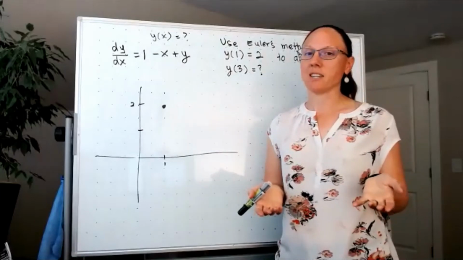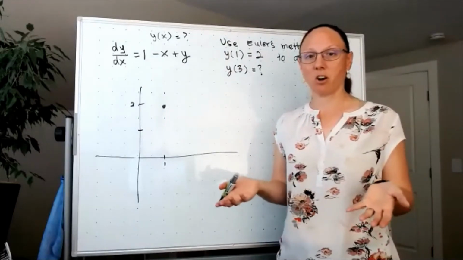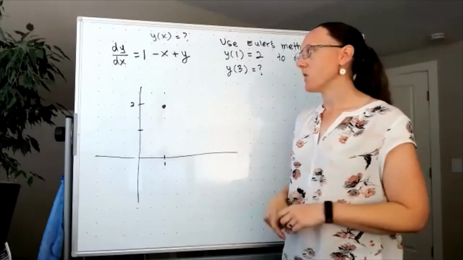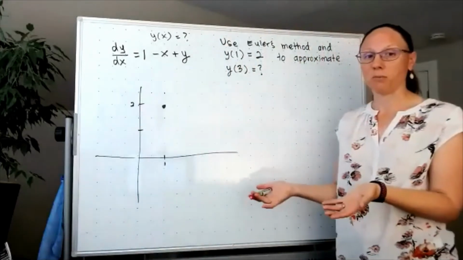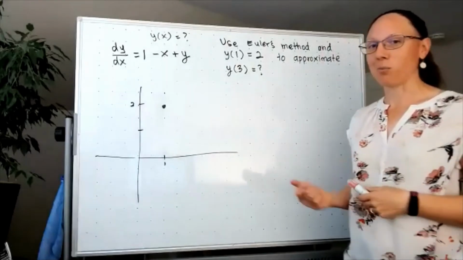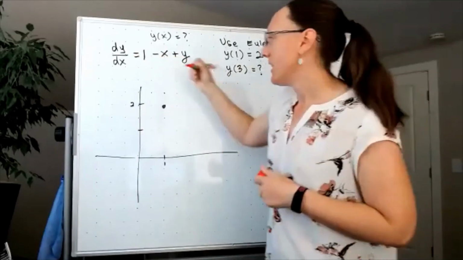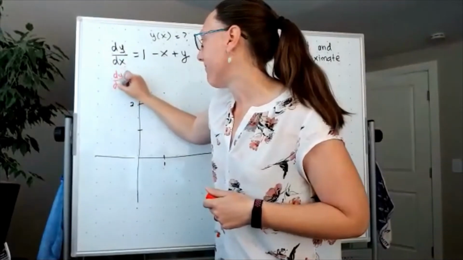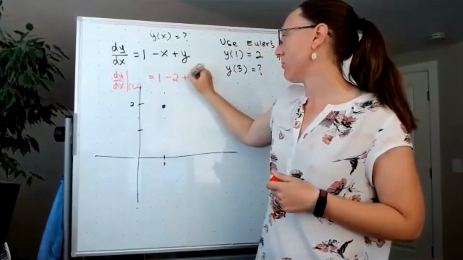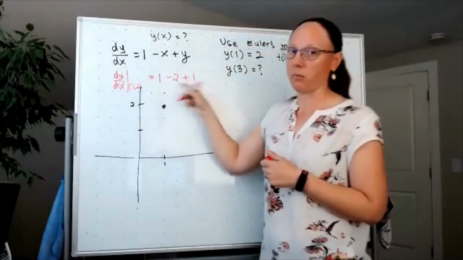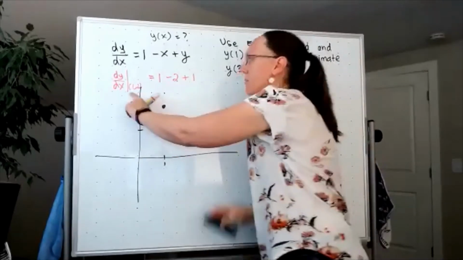We don't know what the function is, but we could find the tangent line. And the tangent line gives us a linear approximation of the curve close to that point. So if I wanted to find the tangent line at that point, the other thing I would need to know is the slope. Well, the cool thing is the slope is just dy dx, and we have an equation to tell us what dy dx is. So dy dx at the point 1, 2 looks like 1 minus 2 plus 1. So far, are you with me? Oh wait, I got that backwards. I'm supposed to plug in 1 for x.